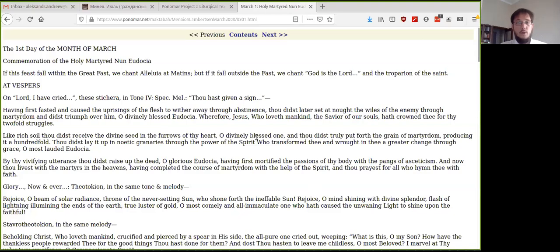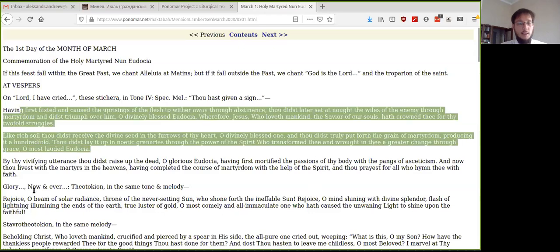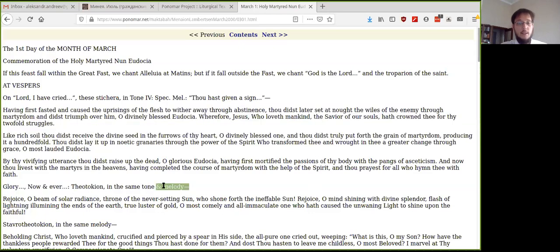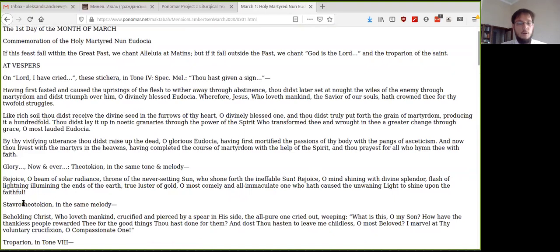So the English is organized the exact same way. If we take a look at the English, here's the service for Eudoxia in the English. And here at Vespers, we've got the 3 stichira at Lord I've cried, glory, now and ever, Theotokion in the same tone and melody, Staro-Theotokion in the same melody. So these 2 texts are here. So this is the simplest case, the case of a simple or unranked service on a weekday.